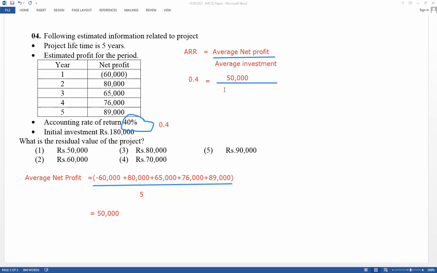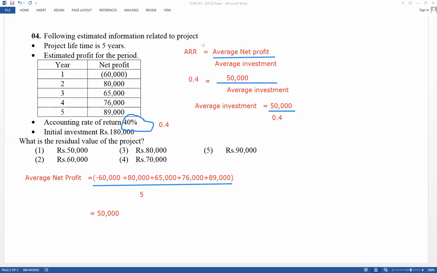Average investment equals... Think how to calculate now. This one take this side, this one take this side. Therefore, average investment equals 50,000 divided by 0.4. 40% equals 0.4.